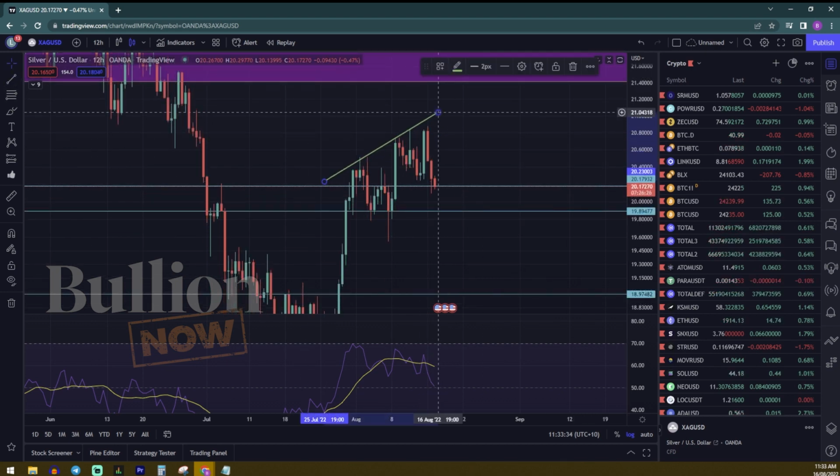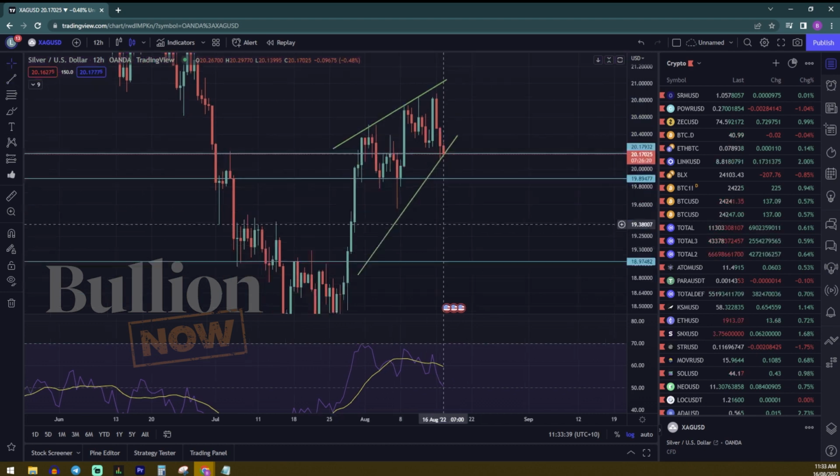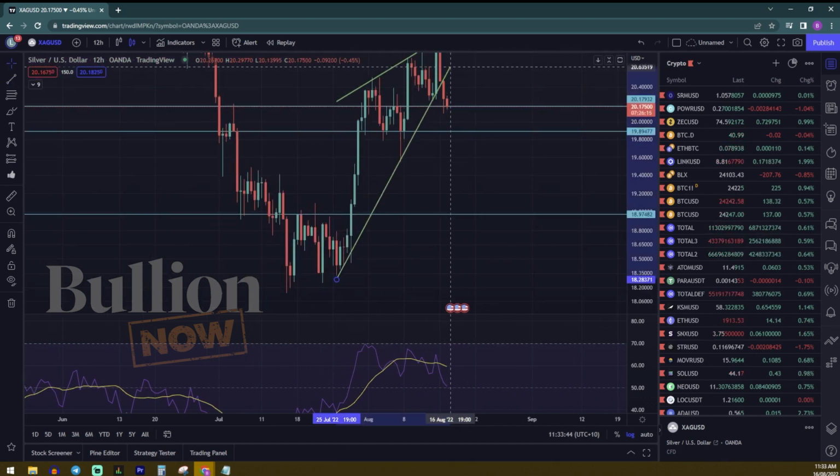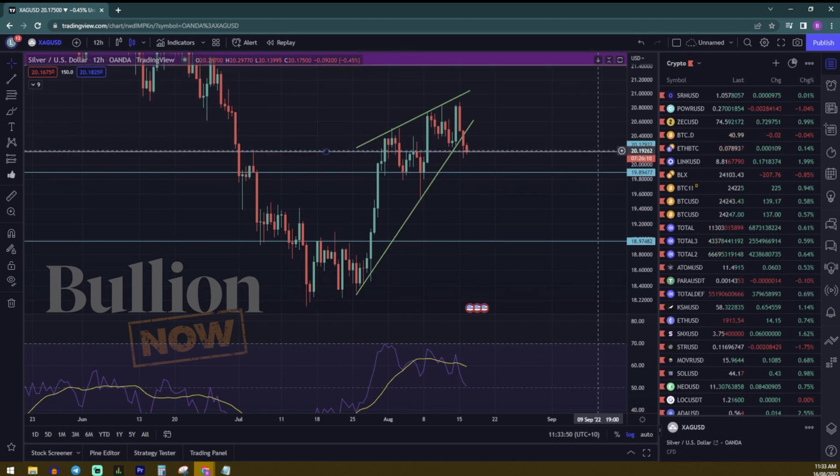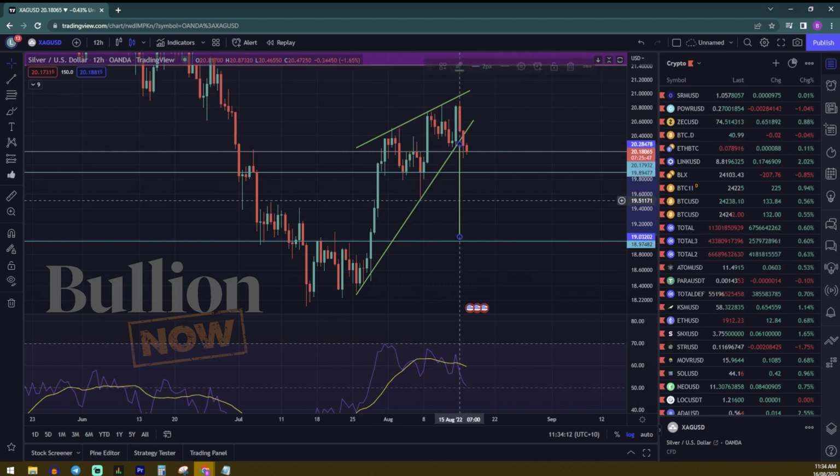Now, if I draw a rising wedge on this, we can see that it's broken down from this level here at $20.30. However, I wouldn't be looking for a full measured move off this until that $19.90 level has broken down. And targets from that would be pointing down to this $19 support level we have here.